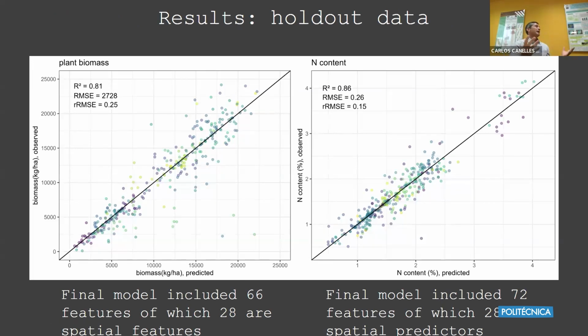So if we go out and measure biomass across 4 replications in our fields, we get about 20% average error. So it's a little bit worse than our average measured error. This is about the error that we get off of an NIR machine. So we're getting pretty good predictions on the holdout data, but a lot of features. And importantly, both of these had a lot of features, but about 40% of the features are these spatial features.